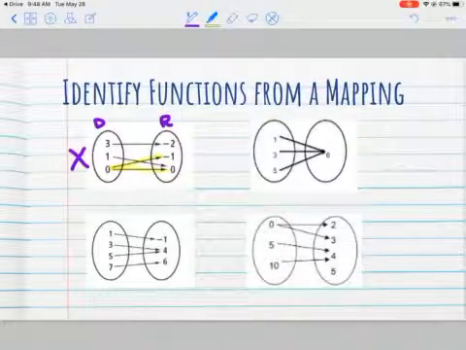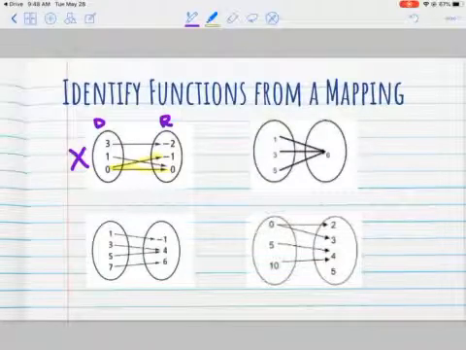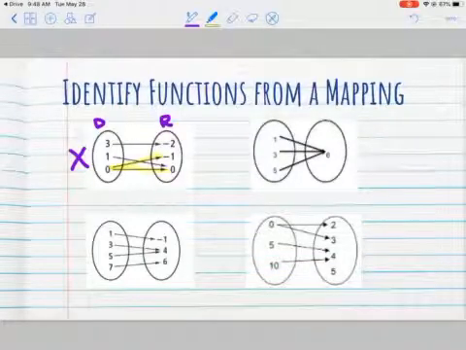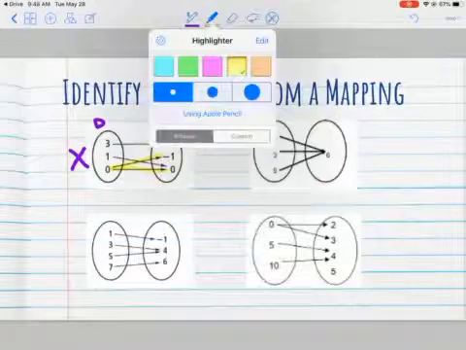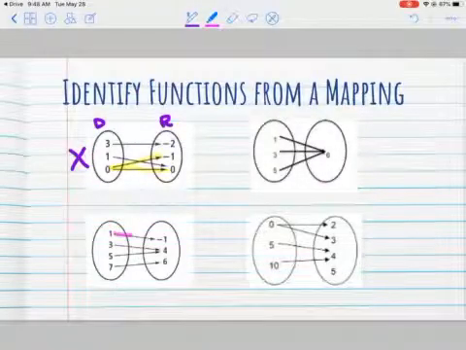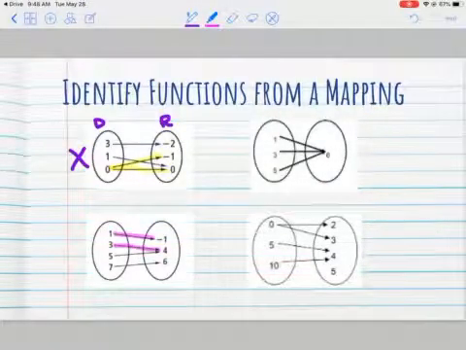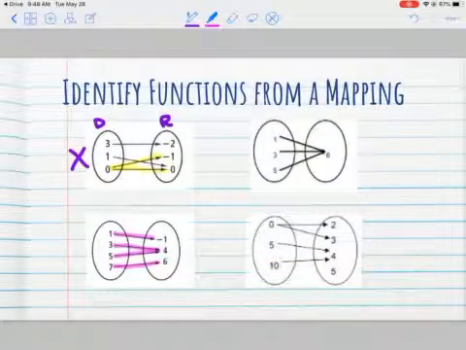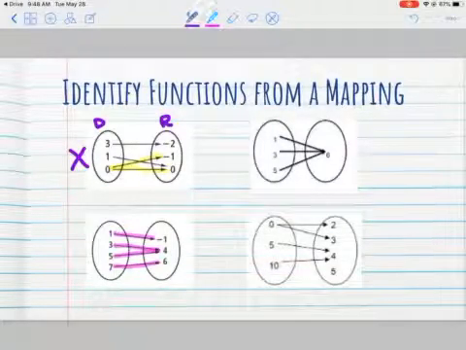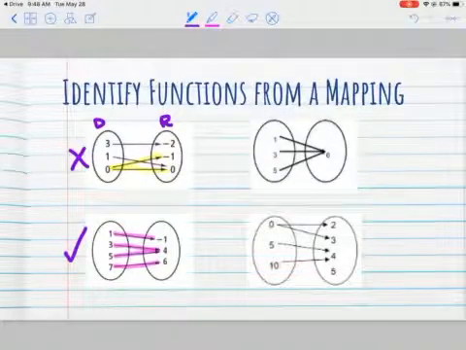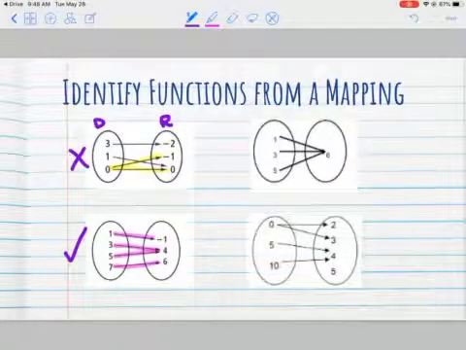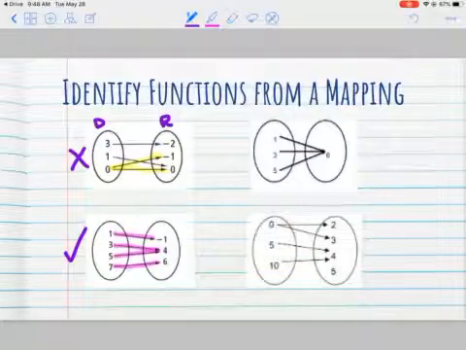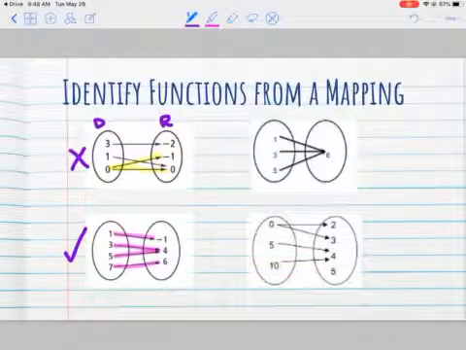If we look at the one right below it, each value in the domain goes to only one value in the range. That's represented by these arrows. There is only one arrow leaving each number in the domain. Therefore, this is a function. Even though 2 arrows go to 4 in the range, that is not part of the definition, so this can still be a function.